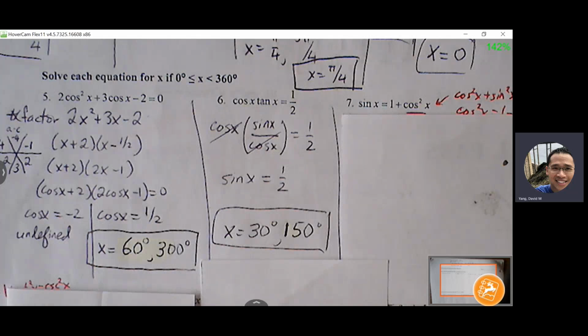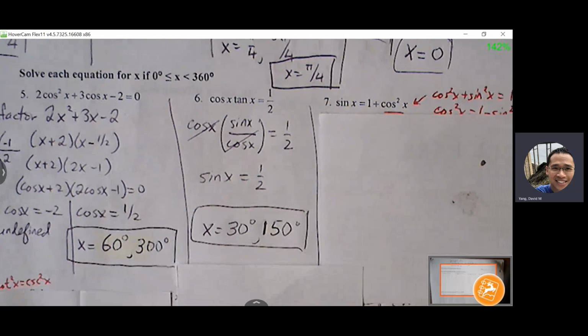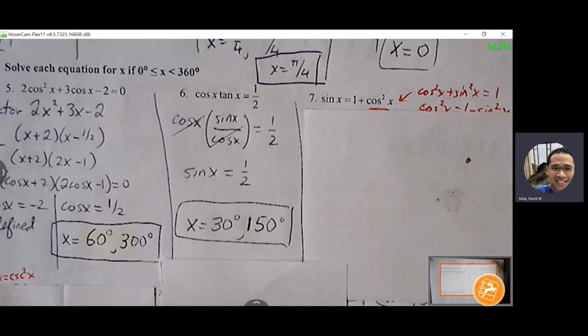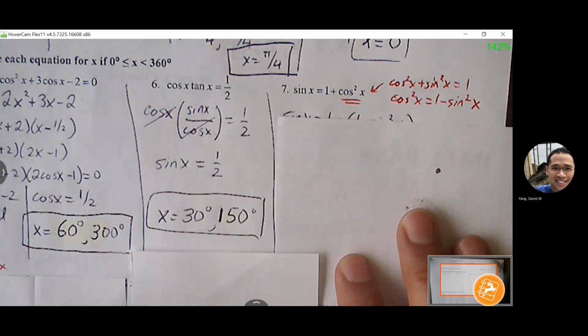Number 7, you see sine and cosine involved, but we know that typically we would like to get everything in terms of one trig function. So anytime we see a way that an identity could be used, that cosine squared can be rewritten in terms of sine, and we can go through factoring like how we did with number 5. So let's play with that cosine squared.